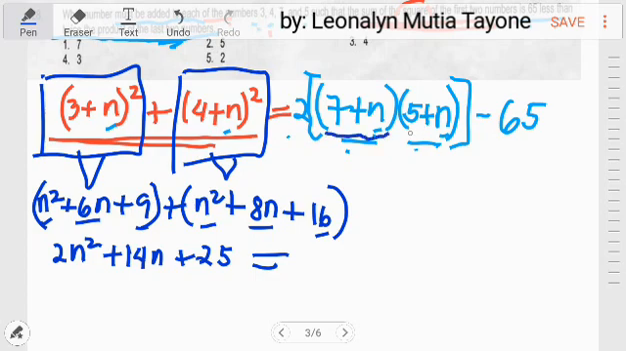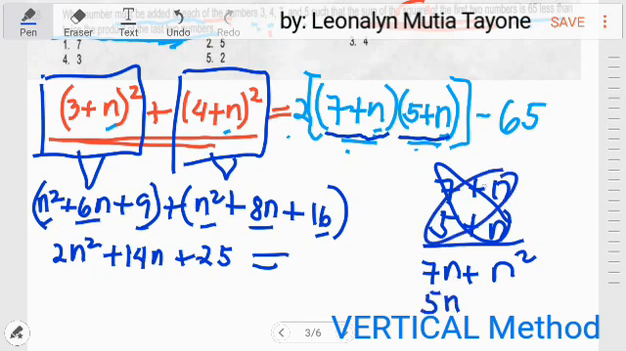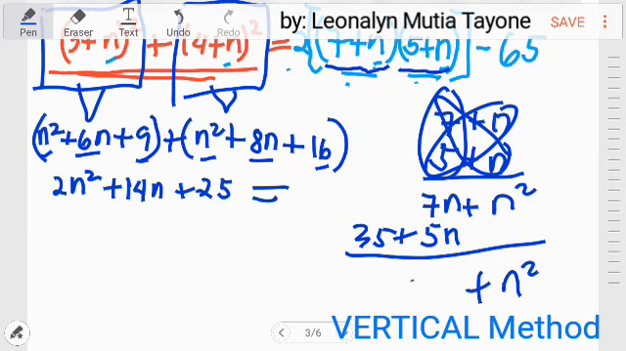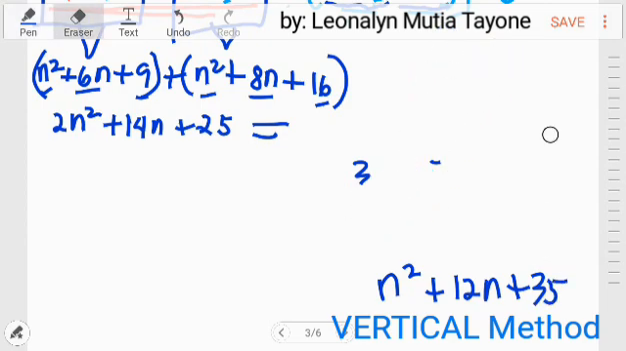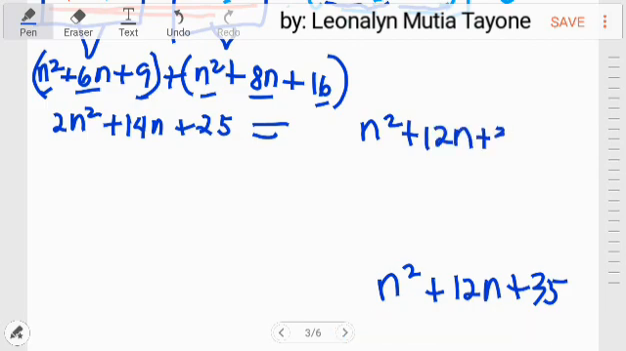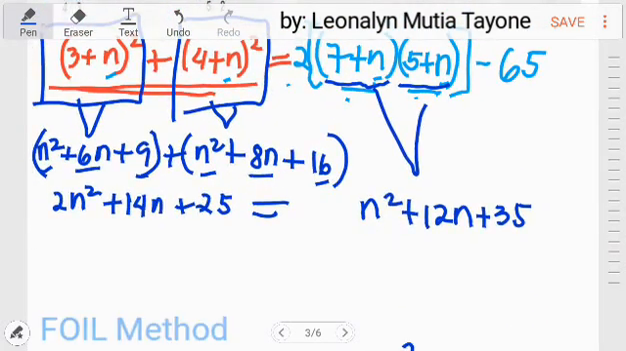Si 7 plus n times 5 plus n. I-multiply muna natin yan. 5 plus n. This is n squared. This is 7n. Plus mo yan. And this one is 5n. This one is 35. So, this is n squared plus 12n plus 35. Pareho lang din yan sa pag ina-arrange natin. N squared plus 12n plus 35. So, i-delete muna natin ito, at isulat natin ang sagot natin na n squared plus 12n plus 35. Yan yung sagot dito.